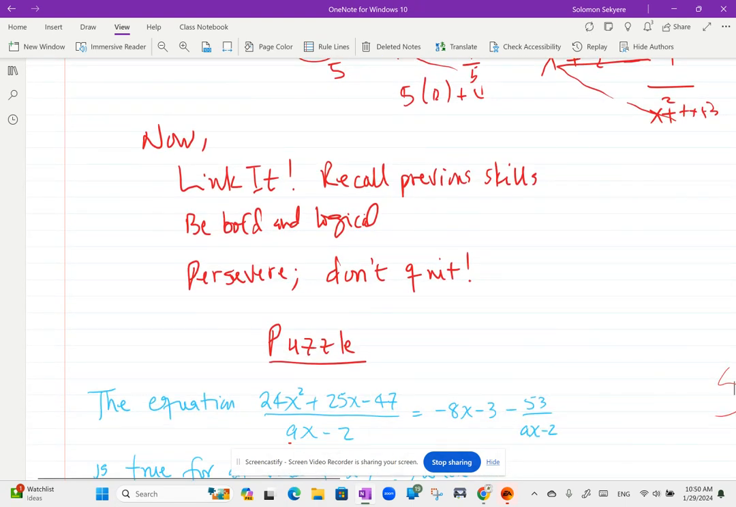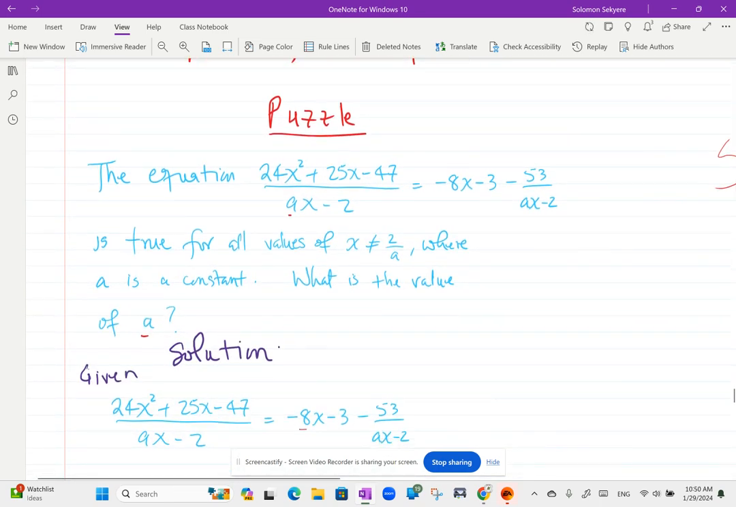Now, I say, link it, recall previous skills, the one we just did. Be bold and logical, persevere, don't quit. Let's go back to the puzzle. Here it is. Okay, with experience, it's really quick. I can tell you that a equals -3.